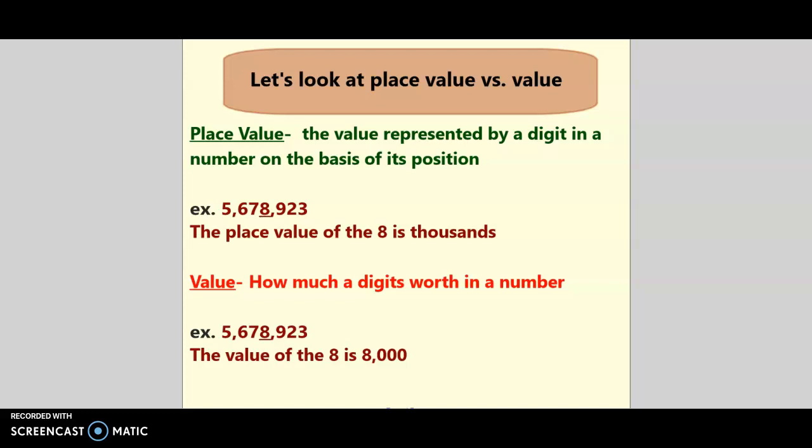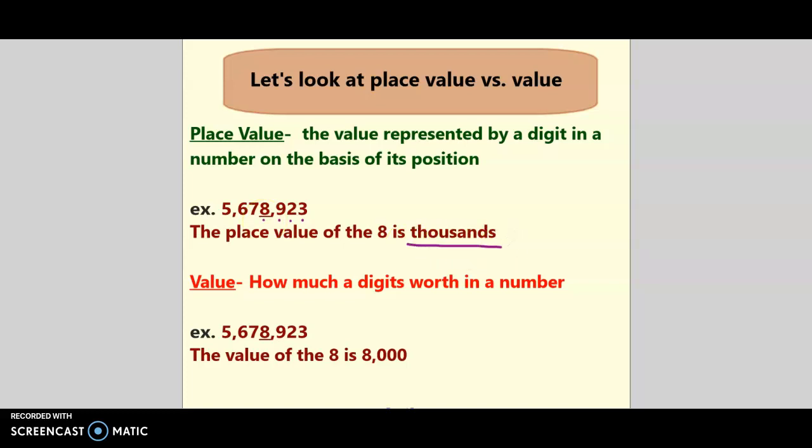It's the value represented by a digit in a number on the basis of its position. So in the example, we see 5,678,923. The 8 is underlined. The place value of the 8 is in the thousands place. So if we're looking for the place value of that 8, we know that the 3 is in the ones, the 2 is in the tens, the 9 is in the hundreds, and the 8 is in the thousands place.